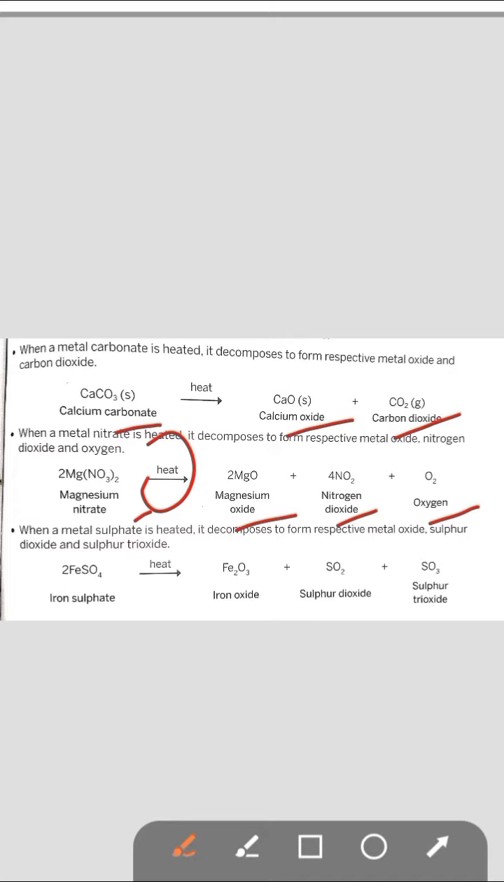Okay, next part, when a metal sulfate is heated, it decomposes to form respective metal oxide and sulfur dioxide and sulfur trioxide, that is iron sulfate 2FeSO4, heated form iron oxide Fe2O3 and sulfur dioxide SO2 and sulfur trioxide SO3.